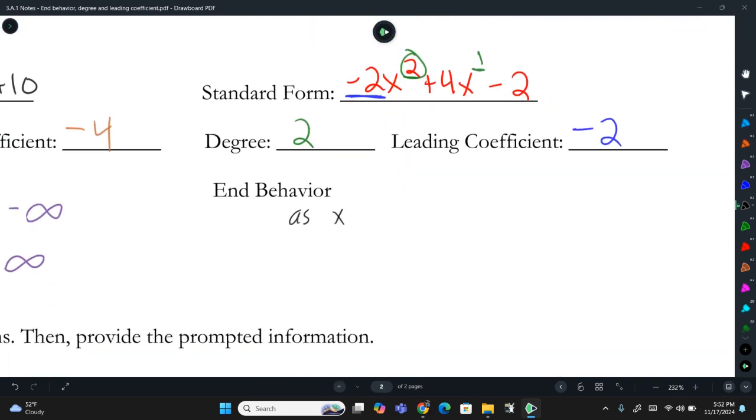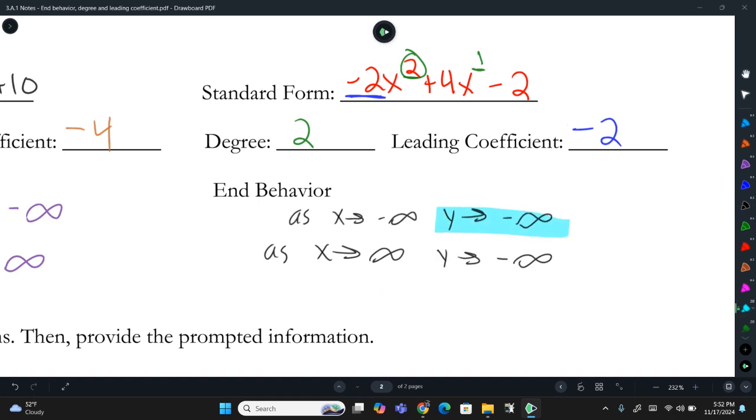So as x approaches negative infinity, y approaches negative infinity, and as x approaches positive infinity, y also approaches negative infinity. Both ends are going in the same direction. They're both going down.